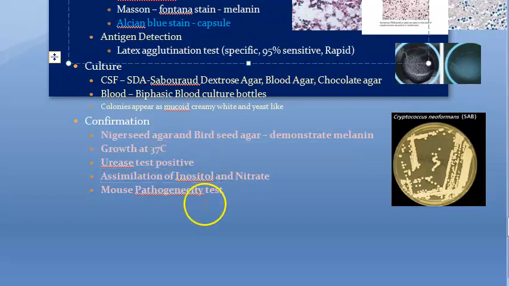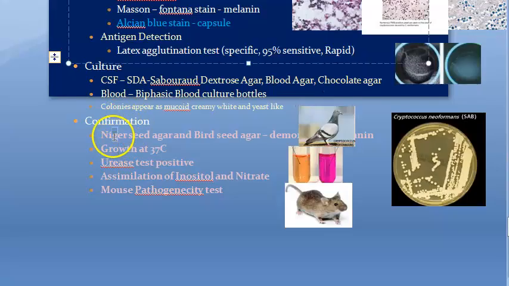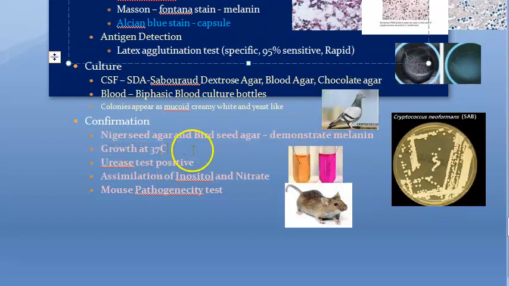There is assimilation of inositol and nitrate, and there is a mouse pathogenicity test. Put it in a mouse and see the pathogenicity. So where exactly we are looking at the confirmation tests for Cryptococcus, right? So how will you confirm? You will put it into some bird seed agar to demonstrate melanin. You will see that the growth happens at 37 degrees centigrade, that is body temperature.